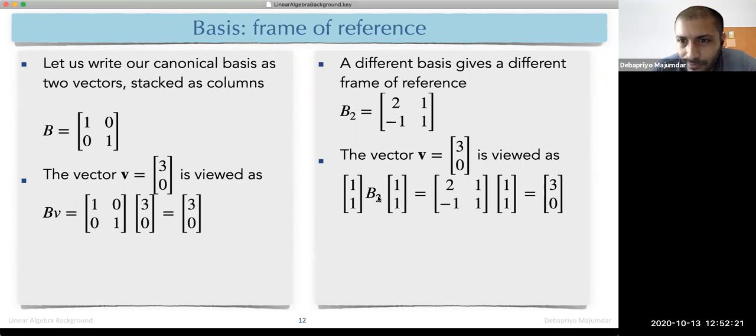There is some problem here. I think there is some mistake on the left. I will correct it later. So essentially what it will become is B2 times 1, 1. That is our 3, 0.